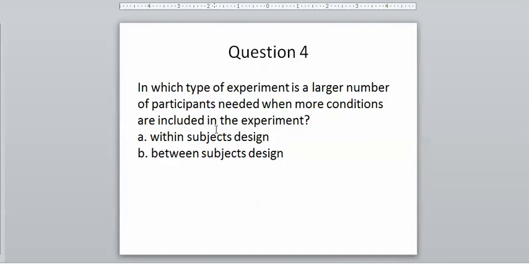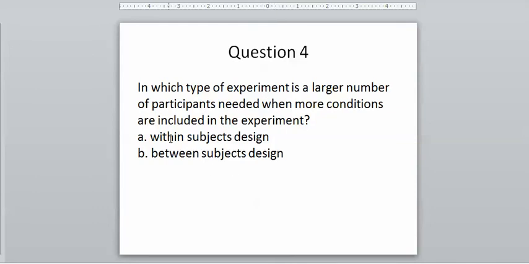And which type of experiment is a larger number of participants needed when more conditions are included? Well, in a between subjects design, every condition you add to the experiment adds another group of people, because if I want to have 20 people in each condition, it means that with 2 conditions I would need 40 people, with 3 conditions I would need 60 people, and with 4 conditions I would need 80 people.